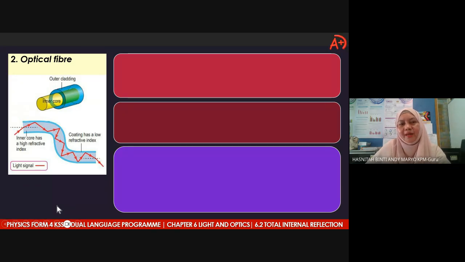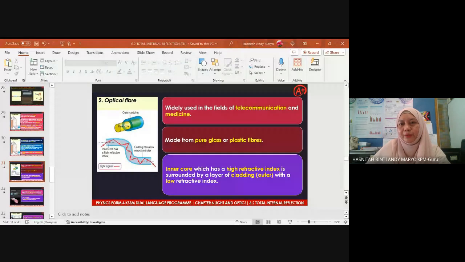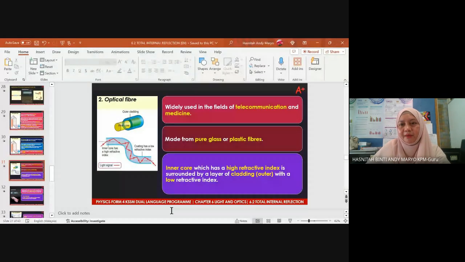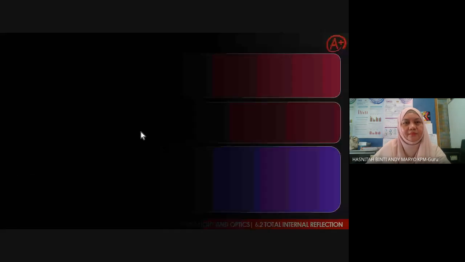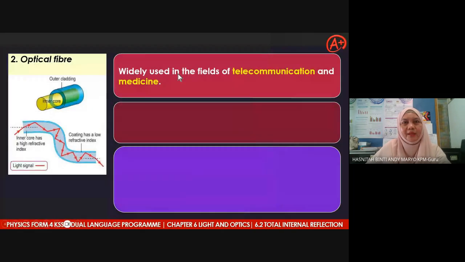So we use it a lot in communication and also in the medicine field. Dalam bidang perubatan pun kita banyak guna optical fiber. Okay, students. So it's mentioned here, widely used in the field of telecommunication and medicine.